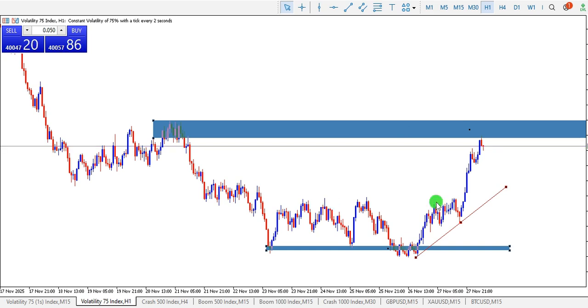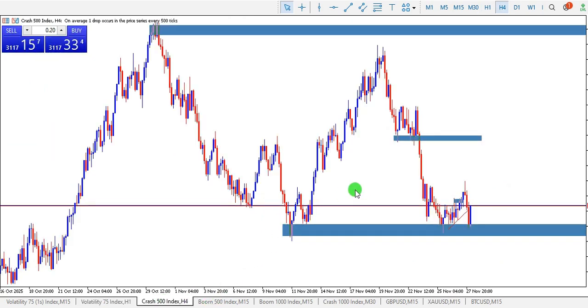Anything can happen, no matter how good the market is looking, no matter how perfect you feel, it's definitely going to happen that you can still see the opposite. So always ensure you don't risk more than you can afford. That's the level. The next one is going to be the Crash 500.